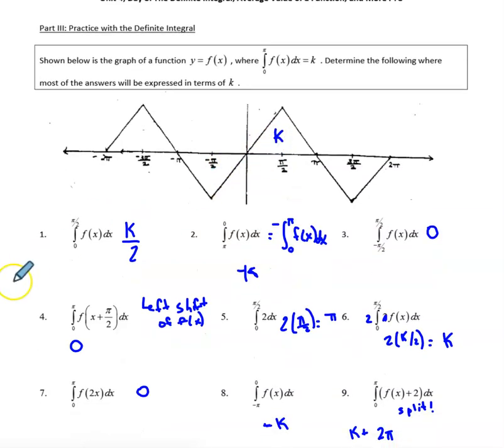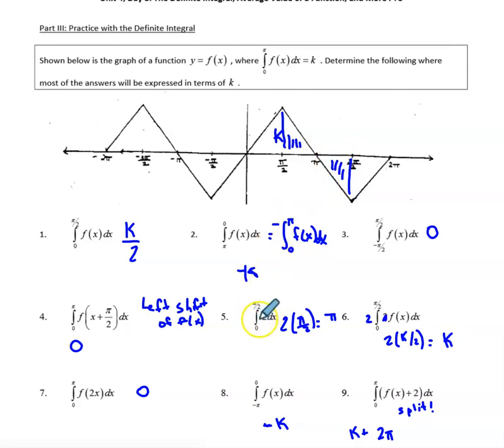Number 4 is a bit tricky. This is a left shift of the function. So to get to 0 to pi, what we did was we left shifted the original function pi over 2. So the original function would have been from pi over 2 all the way over to 3 pi over 2, has now been shifted leftward, so it's from 0 to pi. So you've got this region here and this region here, and they net out to a 0 net signed area.